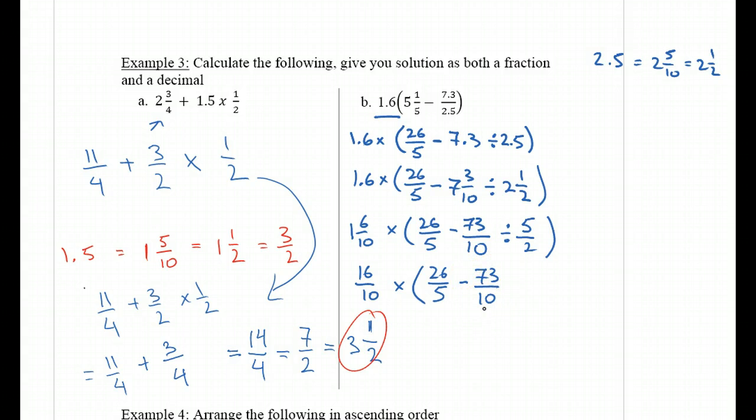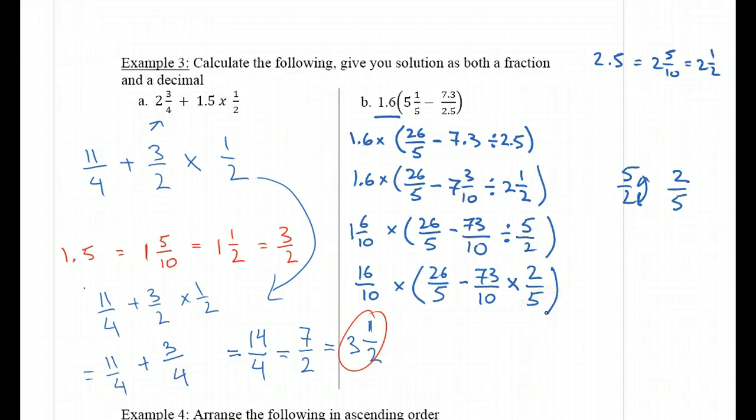And now we have to do this division first. And how do we divide fractions? Well, we change our sign to multiplication, and we take the reciprocal of 5 over 2, and the reciprocal of 5 over 2 is going to be 2 over 5. So you just flip it around, 2 over 5, like this, okay? Flip that around. So it's going to be 2 over 5.